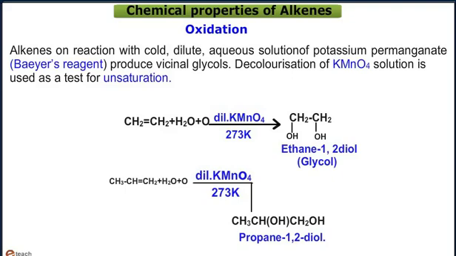And also the reaction CH3-CH=CH2 plus H2O plus O in presence of dilute KMnO4 at 273 Kelvin gives CH3CHOH-CH2OH, that is propane-1,2-diol.